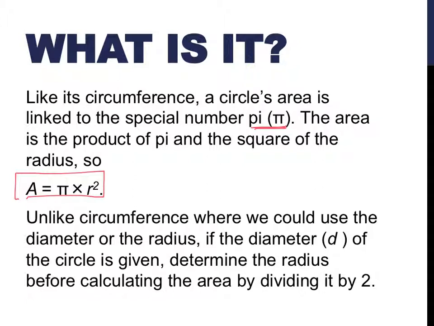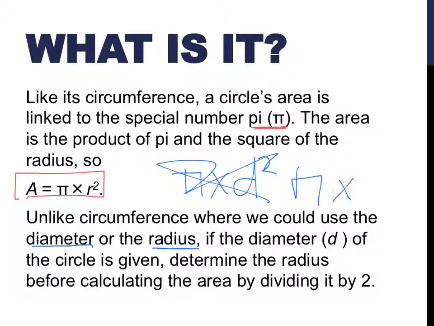This is the problem. Unlike circumference, where we could use the diameter or the radius, we had the choice, with area you can only use the radius, because you're squaring it. So if you get given the diameter, halve it to get the radius and then work out the area. It is not pi times the diameter squared. It is pi times the radius squared, or pi r squared. So if you get given the diameter, halve it first to work out the radius and then plug it into the formula.